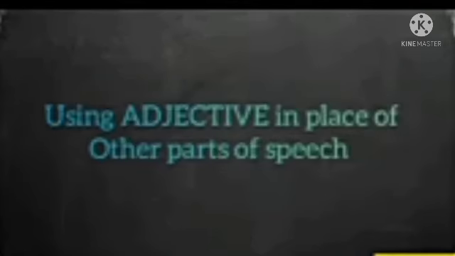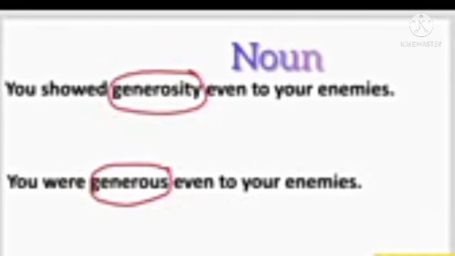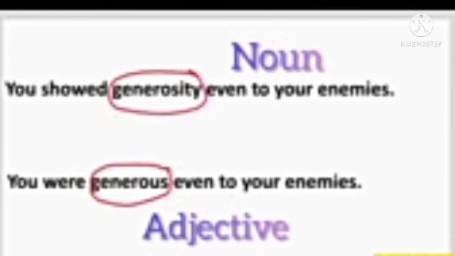Next we will see the use of an adjective. Let us read the example sentence. You showed generosity even to your enemies. You were generous even to your enemies. In the first sentence, generosity is a noun. And in the second sentence, generous is an adjective. So in this way, an adjective can be used in place of a noun.